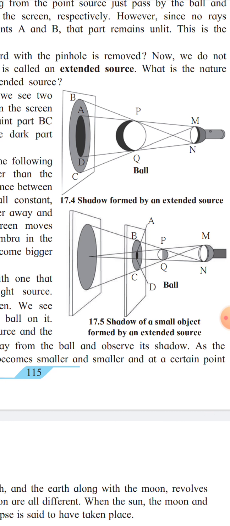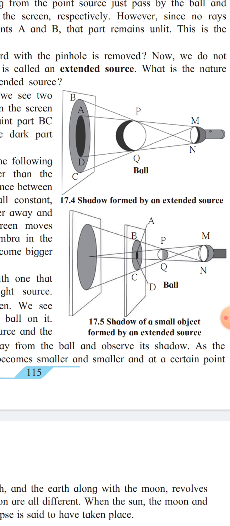When the screen is moving away from an object which is bigger than the extended source of light, here a torch used as an extended source, the size of both shadows, umbra and penumbra, goes on increasing. On the other hand, when the screen is moving away from an object which is smaller than the extended source of light, the size of the umbra goes on decreasing, and after a certain distance it disappears. Shadows of small objects are obtained from an extended source.